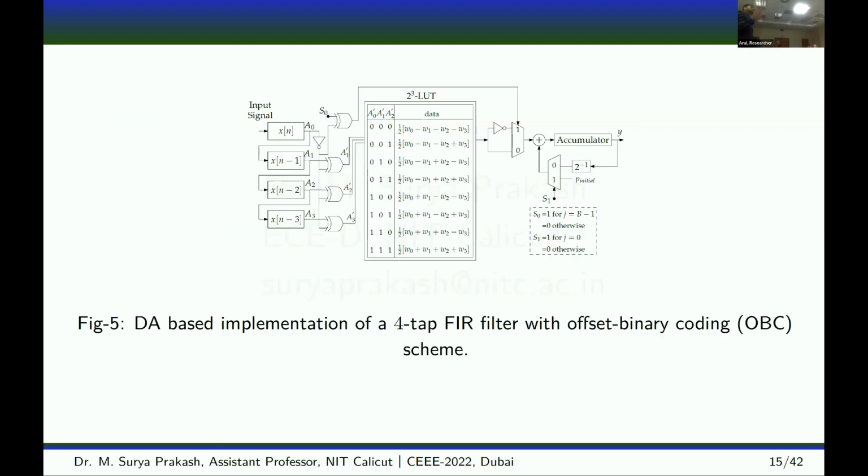And here is the OBC based distributed arithmetic implementation of a finite impulse response filter. Clearly we can see here the partial products are taking some complex combinations compared to the original DA processing unit.